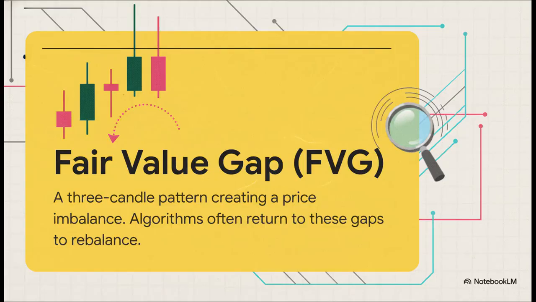Well, our first tool for finding that spot is the fair value gap, or FVG. It's a simple three-candle pattern that leaves behind an imbalance, a little pocket of inefficiency where price moved way too fast in one direction. And these gaps act like magnets. The algorithm loves to bring price back to these zones to rebalance the books, which makes them a fantastic place to look for an entry.